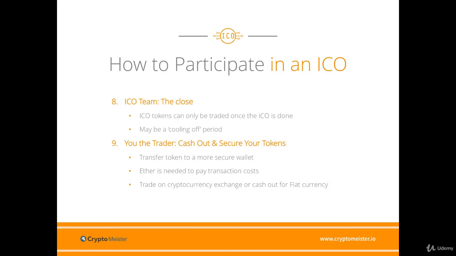Once you have received your tokens in the wallet that you set up for the ICO, it is important that you transfer them to a more secure wallet. And you will need a bit of extra Ether in your wallet to pay for the usual wallet-to-wallet transaction costs. Then you are free to use these tokens to trade on cryptocurrency exchanges or convert them back into fiat money.